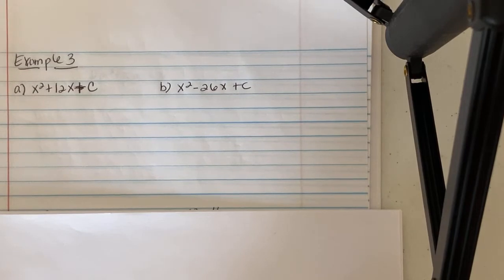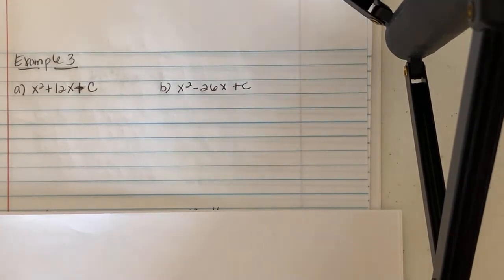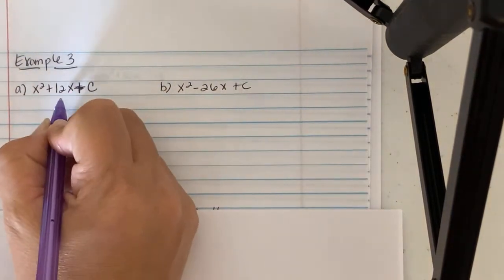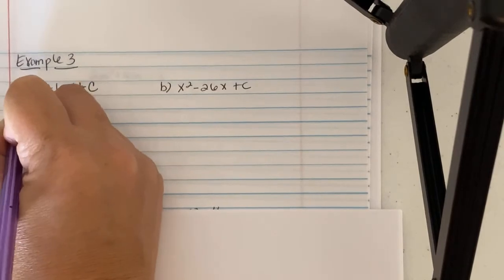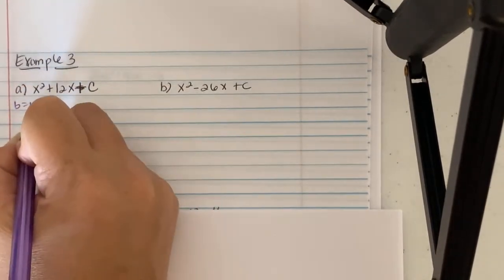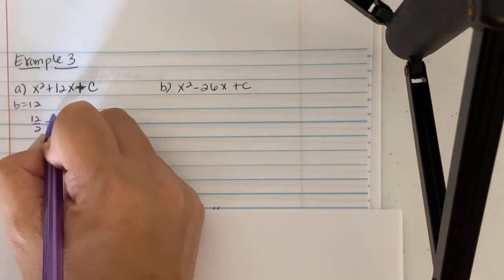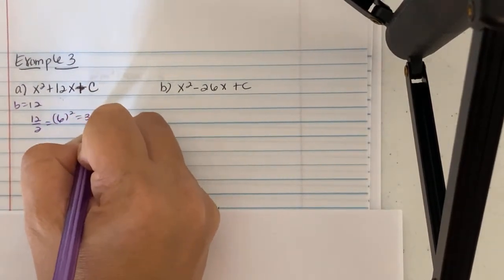So in example 3, it's broken into 4 pieces. The first example, example 3a, says x squared plus 12x plus c. So in order to make this problem become completing the square to resemble example 2, first thing we need to do is find what the c value is going to be. So you're going to take the b value, which in this instance is 12. The b is equal to 12. You're going to divide 12 by 2 and you get 6. And then you are going to square your number and you get 36.